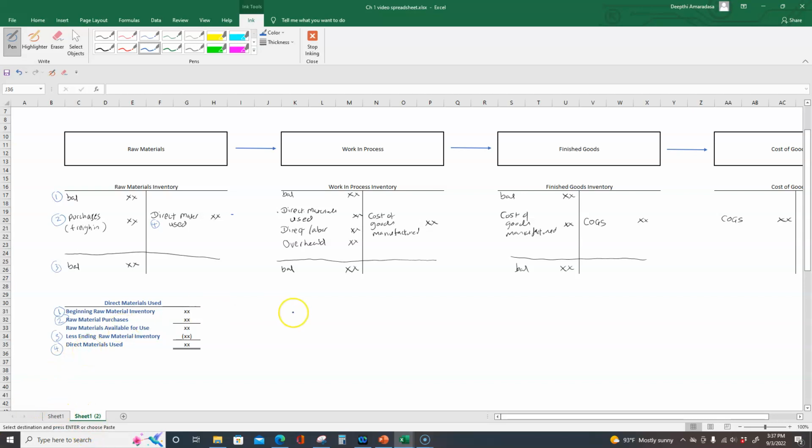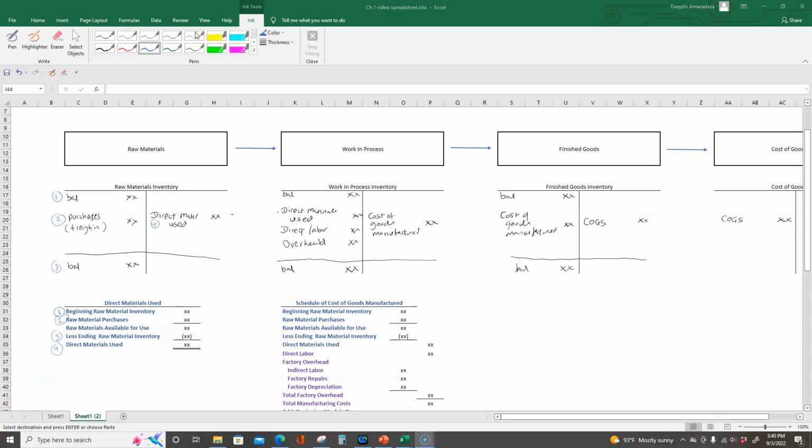Now let's look at work in process. For work in process, you may be asked to calculate the cost of goods manufactured or prepare a schedule of cost of goods manufactured. Cost of goods manufactured is in two places. It's on the credit side of your work in process inventory, and then it gets transferred to the debit side of the finished goods inventory account. So as long as you can figure out either the items from finished goods inventory or the work in process inventory, you'll be able to calculate the cost of goods manufactured.